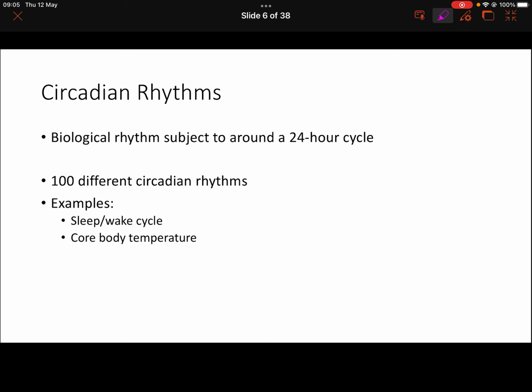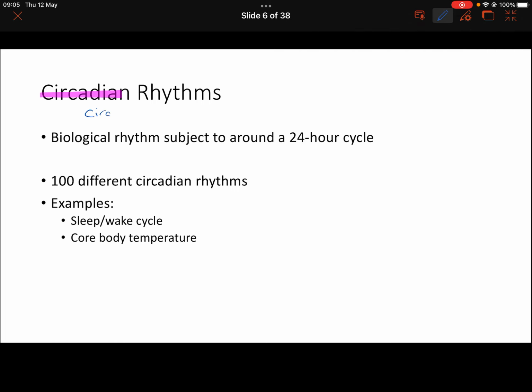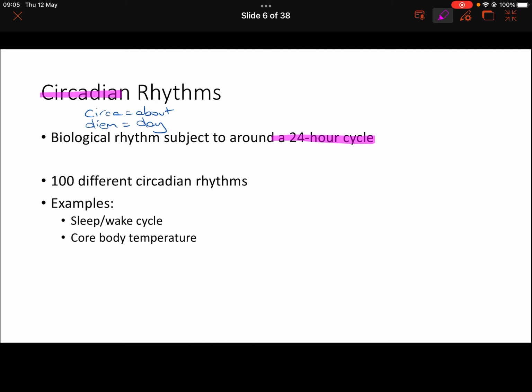So let's start with circadian rhythms. Circa meaning about, and diem, i.e. carpe diem, is a day. So these rhythms are lasting about a day. They're subject to around a 24-hour cycle. We have hundreds of different circadian rhythms. We're going to be looking just at two, the sleep-wake cycle and core body temperature.